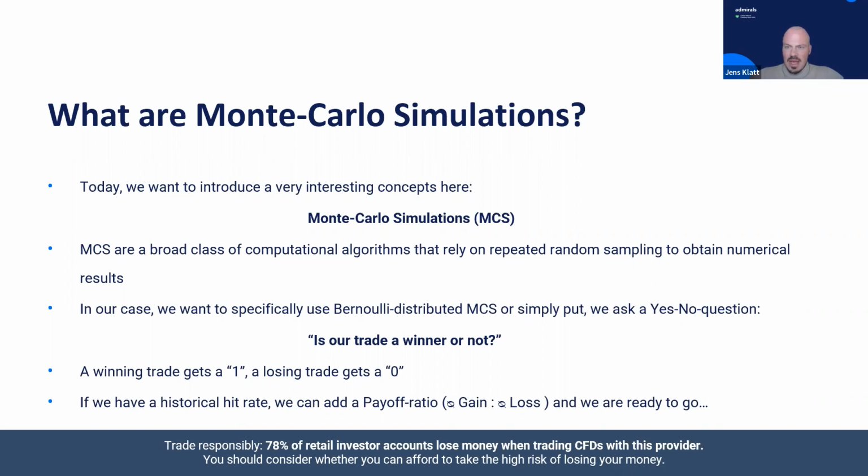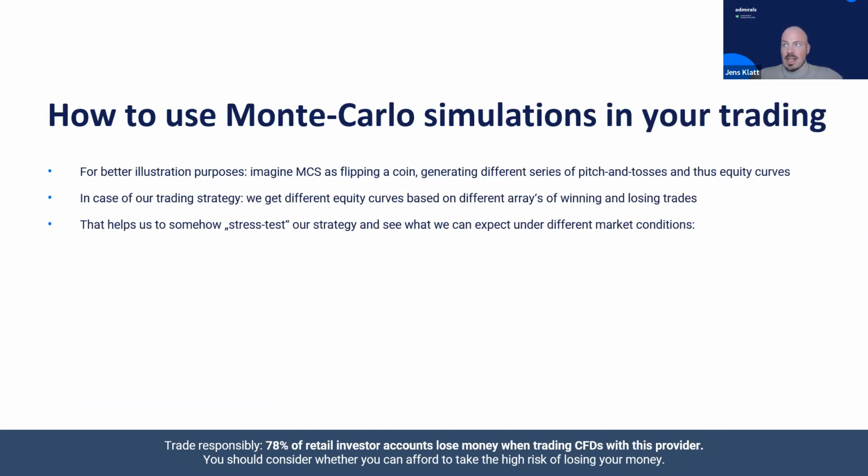And then if we have a so-called historical hit rate and a payoff ratio, where the payoff ratio is the average winning trade in relation to the average losing trade, so let's say you have a payoff ratio of 2 to 1, that means your average winning trade is twice as big as your average losing trade, you have everything you need to build such a Bernoulli distributed Monte Carlo simulation. So you can play with this then. And probably this is already getting a little too dry.